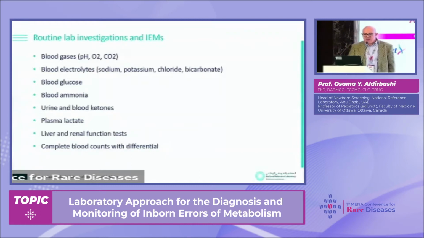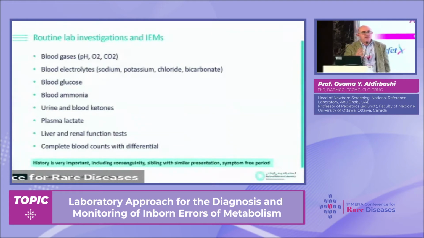Now, the history of the patient, family history, consanguinity, relatives with similar disease, the symptom-free period, all of this is very important when we decide what to do next and when we decide to work up an inborn error of metabolism. Now, I'll be focusing mainly on the first five tests that can direct our testing strategy.